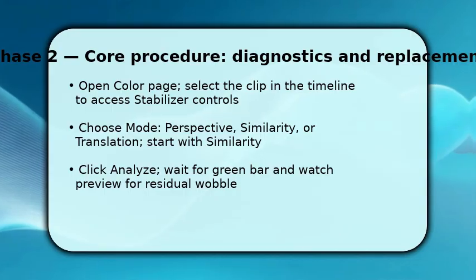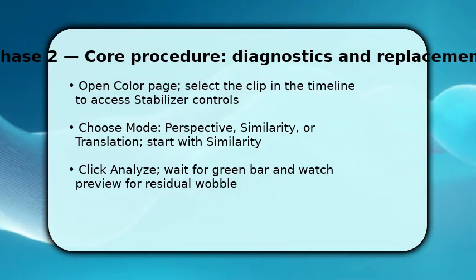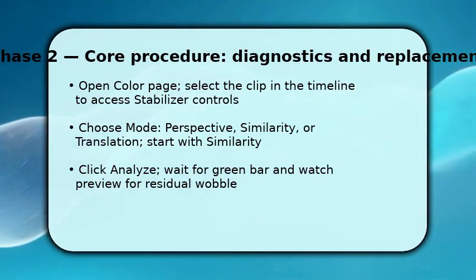You choose the mode based on how much distortion you can accept. Use similarity for rotation and scale, perspective for complex skew, translation only shifts position. Click Analyze and let Resolve track motion across the clip. You'll see a progress bar and then a stabilized preview.